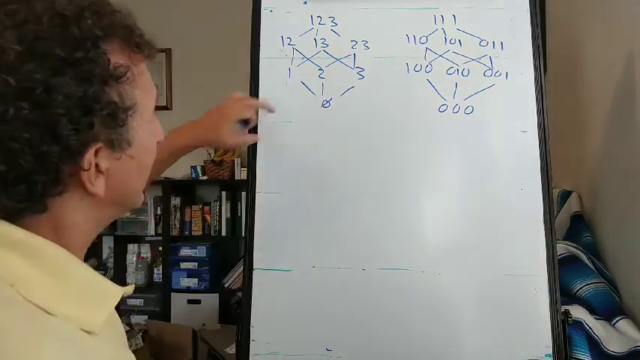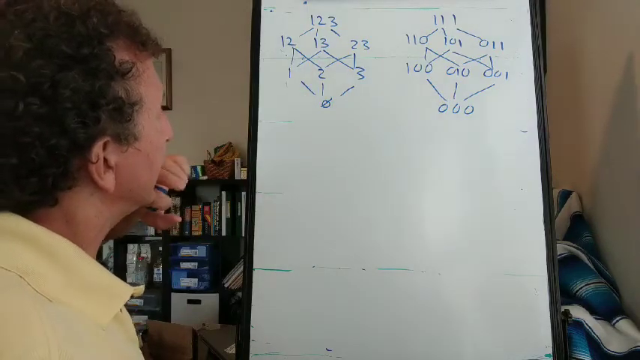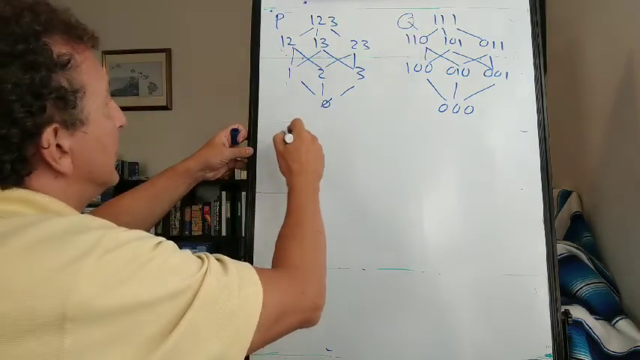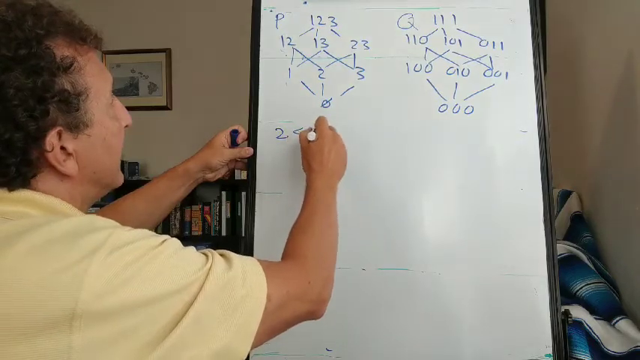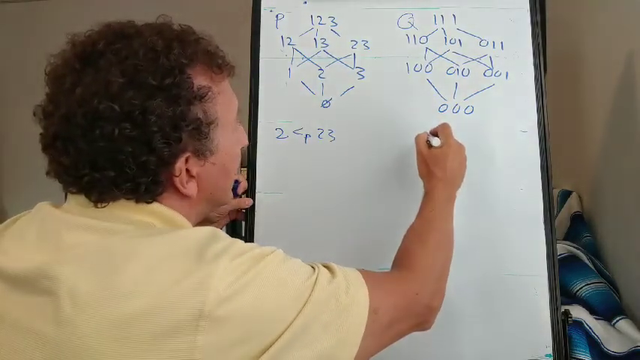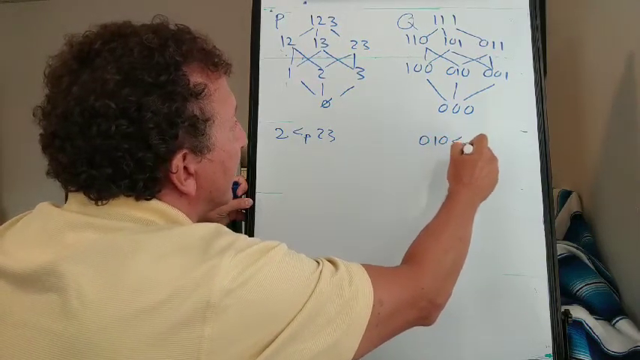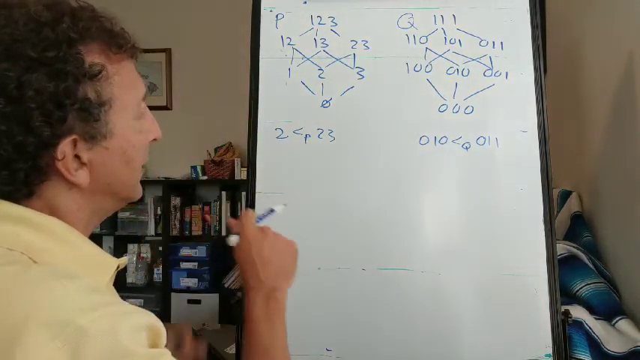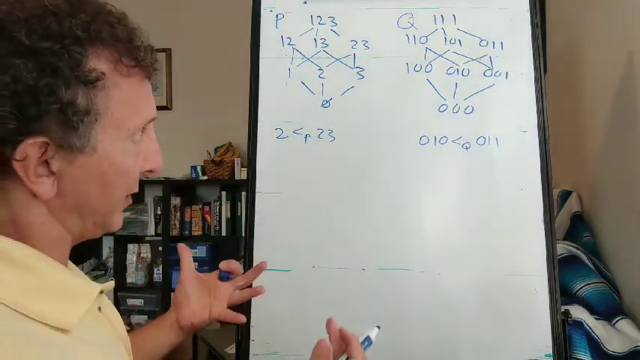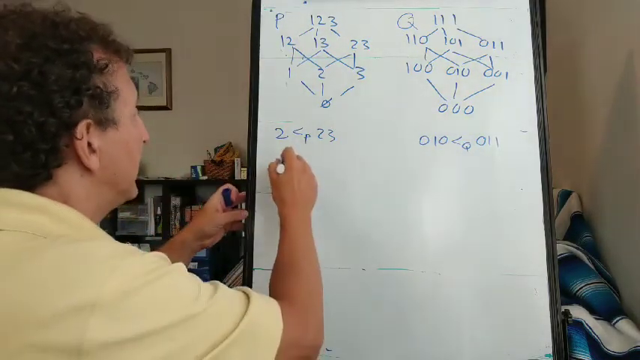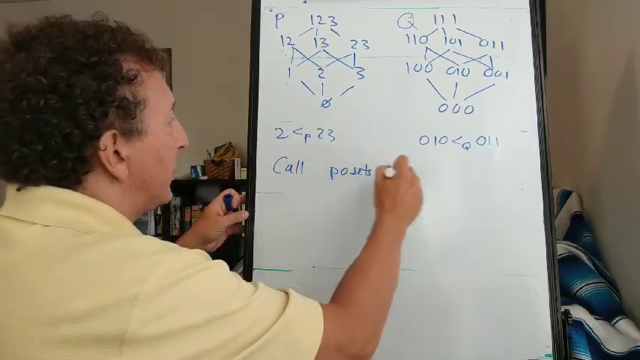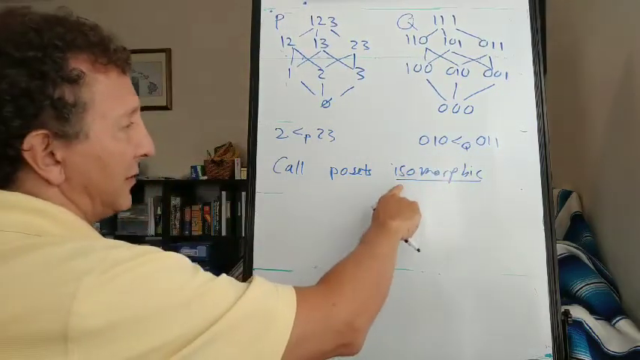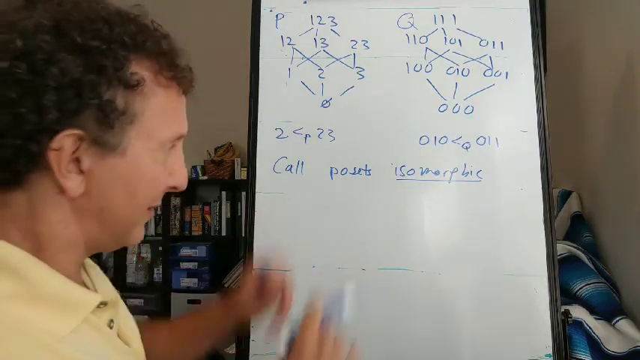So we have elements that are less than each other in this poset. Let's call this one P and this one Q. So 2 is less than 2, 3 in this poset, and 0, 1, 0 is less than 0, 1, 1 in this poset. Now we can see that these posets are the same thing. That is, they have the same shape. We call posets isomorphic, which roughly is Greek for same shape. I don't speak Greek, but it's something like that.